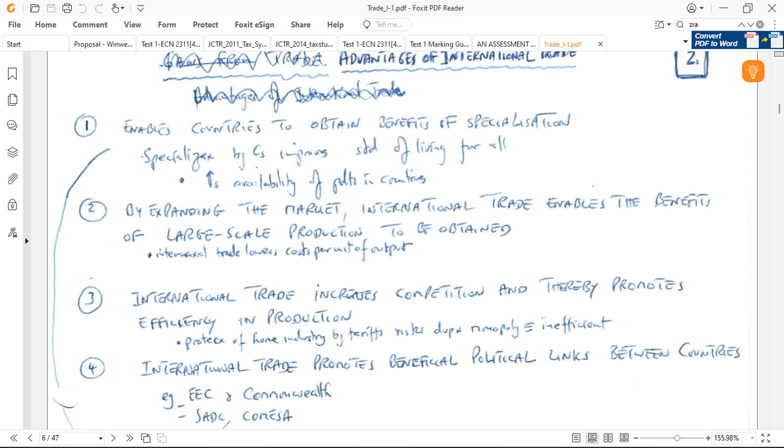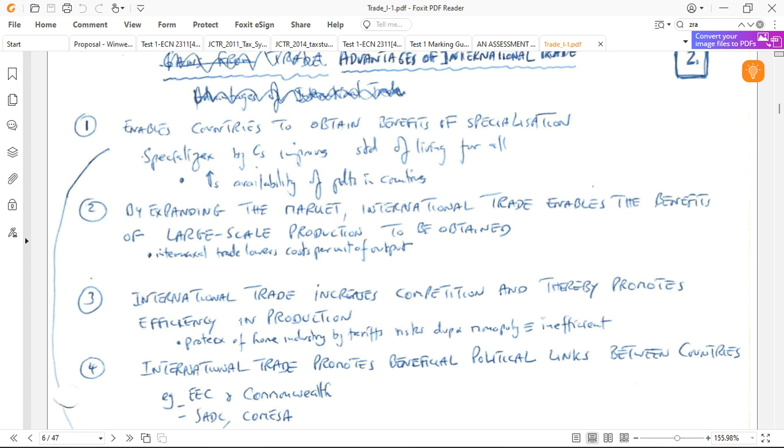Another thing is that to some extent, when you engage in trade, you're more like expanding the market, right? And when you expand the market, at the end of the day, ultimately there will be large scale production. So when you engage in trade, you'll be able to specialize, and as you are specializing, you are going to be able to produce on a larger scale. Why? Because you're going to lower your production costs.